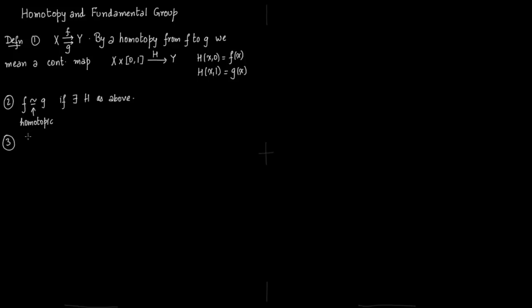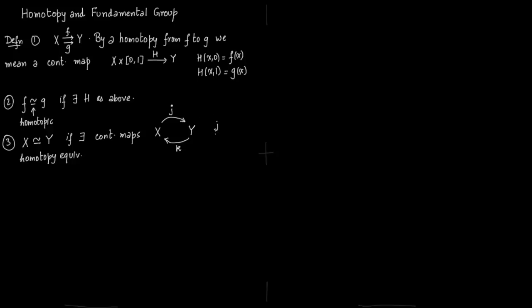Number 3 is, say two spaces X and Y are homotopy equivalent. So now we are talking about spaces, not maps. Notice the distinction. X and Y are homotopy equivalent if there exist continuous maps. So we have two continuous maps. You go from X to Y by a continuous map J, and then you come back to X from Y via continuous map K.